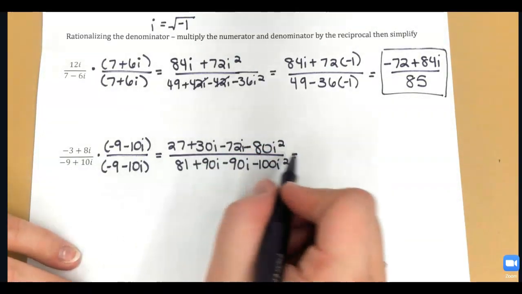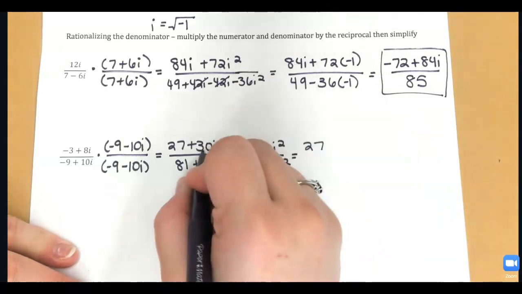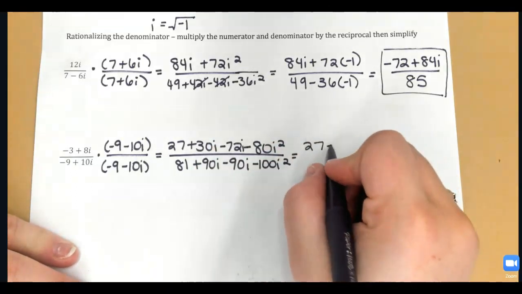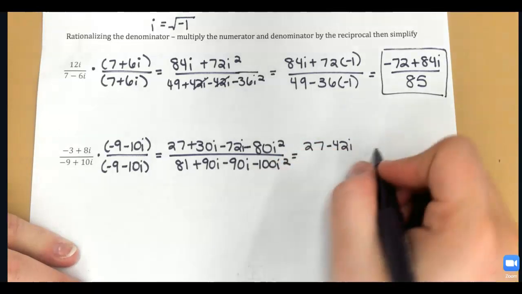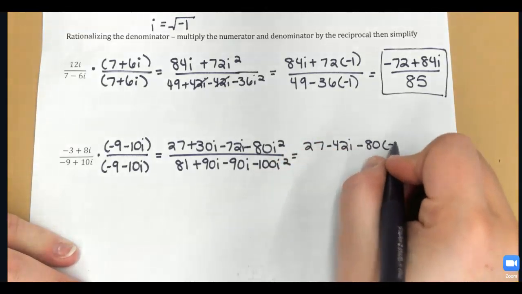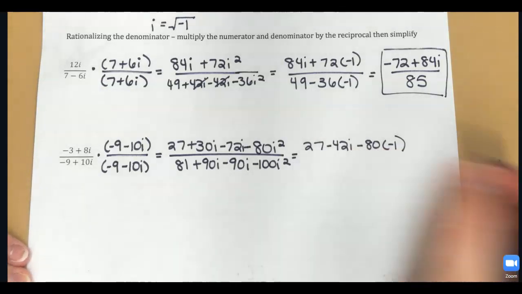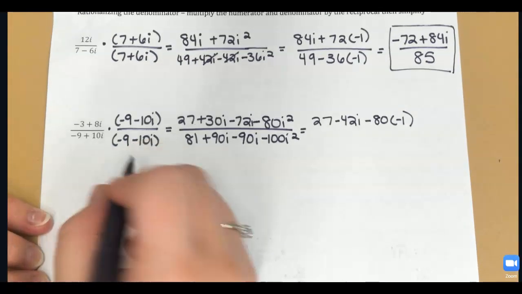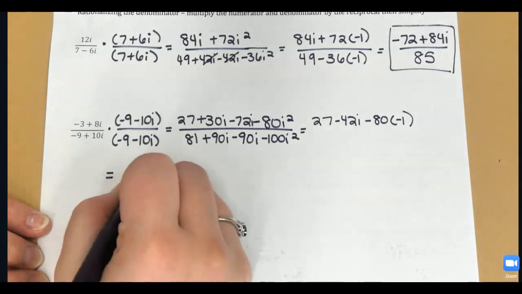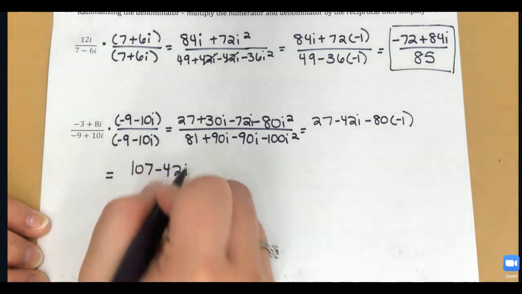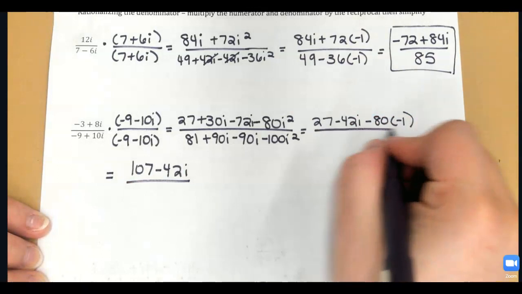So going through to simplify in my numerator, I've got 27. The i's subtract to negative 42i. And then I've got negative 80 times negative 1, which becomes positive 80, which I can add to the 27. And I'm running out of room, so 107 minus 42i is going to be my numerator.